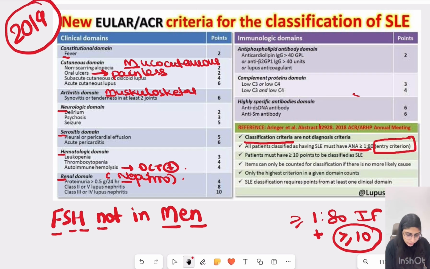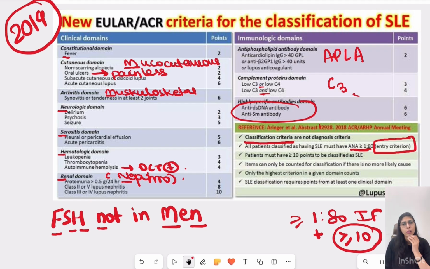2019 criteria. If we talk about the immunologic domains, there are 2 points given to antiphospholipid antibodies. Then low complement: low C3 or low C4, 3 points, and low C3 and C4, 4 points. And then there are anti-dsDNA and anti-Smith antibodies. So either antiphospholipid antibodies, anti-dsDNA antibodies, anti-Smith antibodies, or a low complement level in C3 or C4 makes it more likely for the patient to have SLE. So this is all about the EULAR ACR criteria. You can take a screenshot of this.